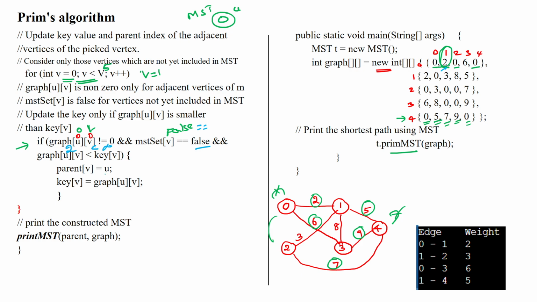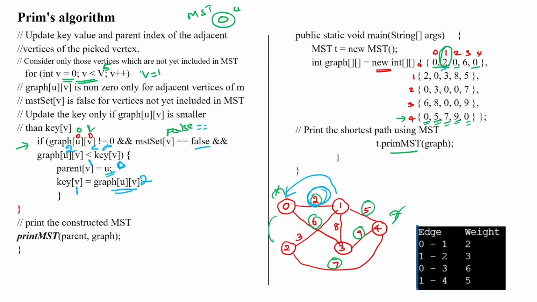If it is true, now we come to U as the parent of V. So now V is here 1, so for 1 the U is 0. So 0 is the parent. We are making the parent of 1 as 0. Then key of V is graph of U comma V. What is the graph of U comma V? The edge value, graph of U comma V is 2. So the 2 is assigned to key of vertex 1.